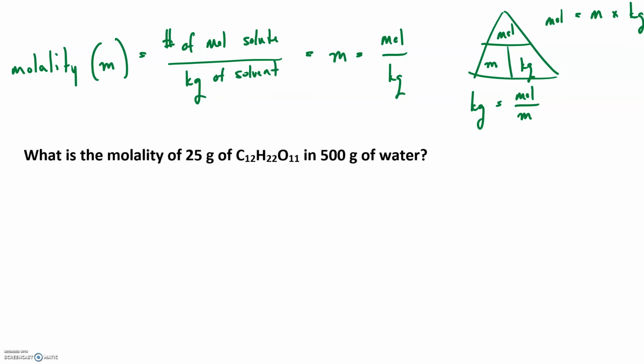Okay, here's a type of question you can expect me to ask. What is the molality of 25 grams of table sugar, otherwise known as sucrose? That's this stuff, and I'll help you out by telling you that sucrose has a molar mass of 342 grams. So that's how many grams are in a mole. And 500 grams of water.